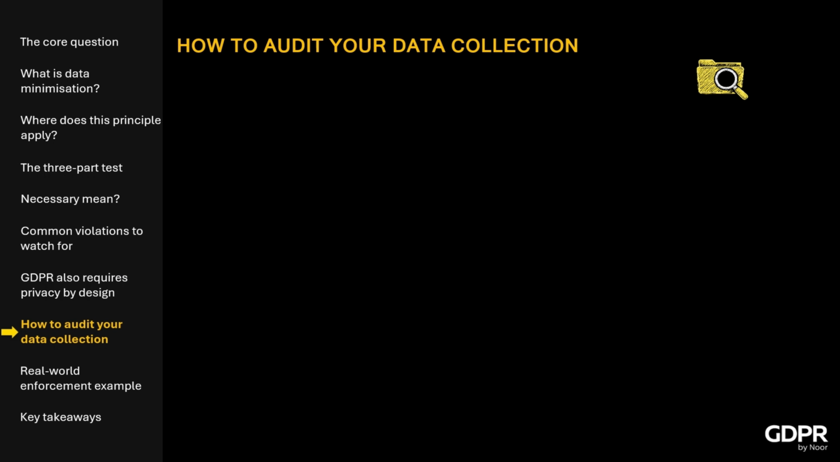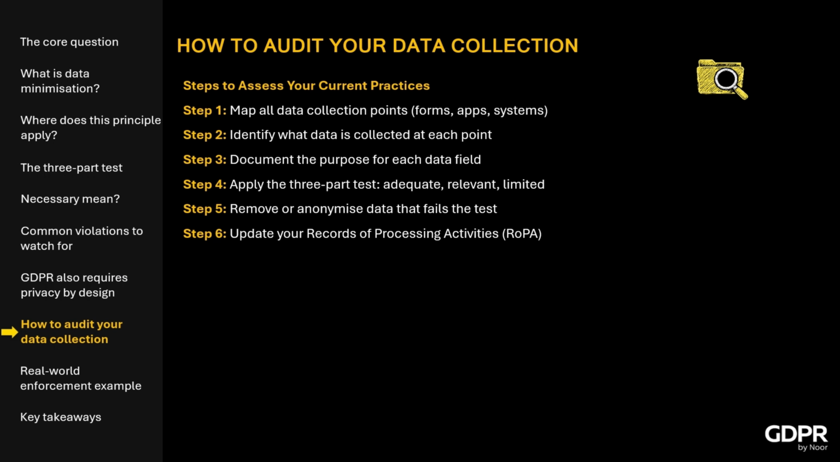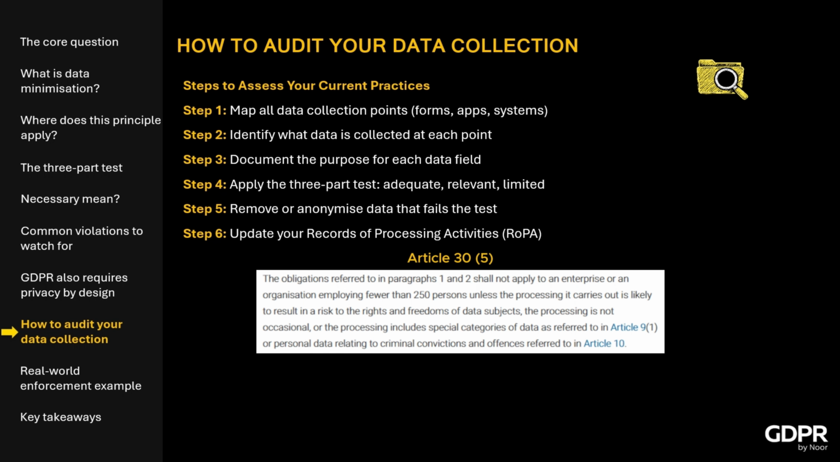How to audit your data collection. This 6-step process gives you a structured way to assess current practices. Start by mapping every data collection point, then document and justify each field. Apply the 3-part test, remove what fails, and record your decisions in your record of processing activities. Article 30 makes a ROPA a legal requirement, not optional.